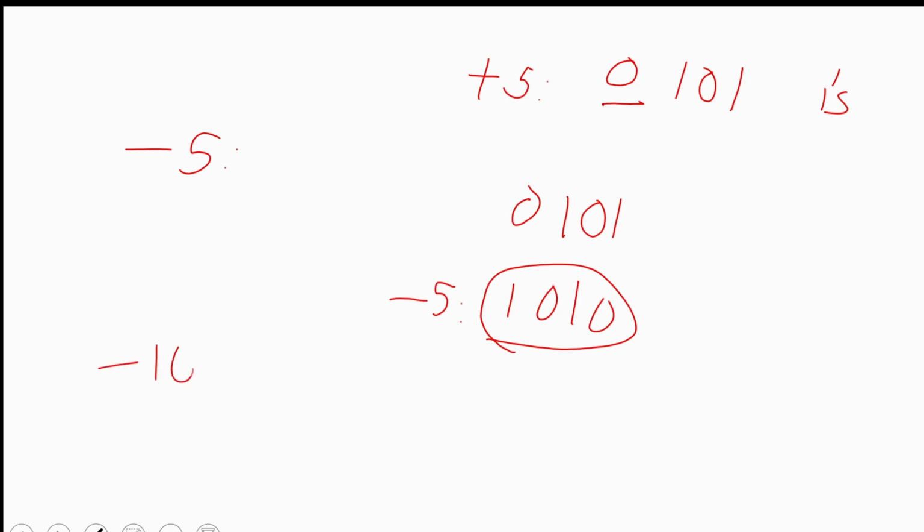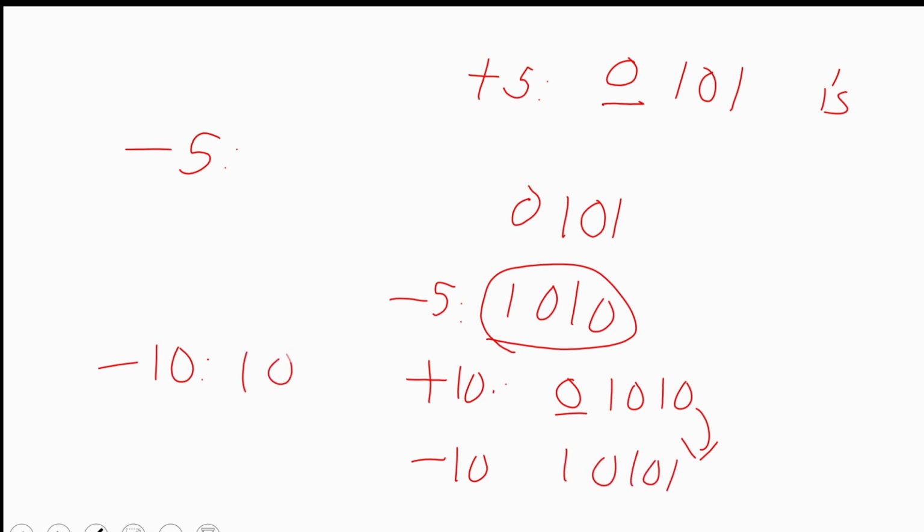Let me consider minus 10. First I need to represent plus 10. I need to convert 10 into a binary number. Then I will get 1, 0, 1, 0, and then I need to keep the plus sign, so the sign bit will be 0. Now I need to find minus 10. I need to find the ones complement of this given plus 10. Then you will get 1, 0, 1, 0, 1. So 1, 0, 1, 0, 1 will be the representation for minus 10 in ones complement representation. Now you can see the sign bit is 1, so I can say it is a negative number.